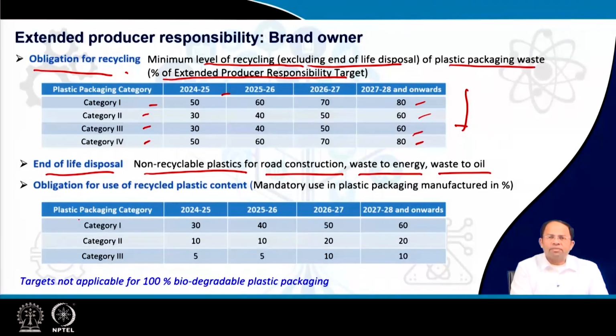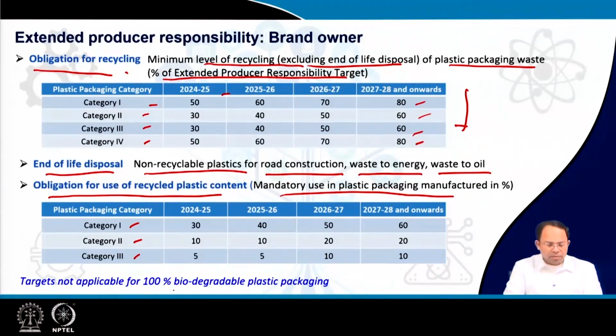Now the other set of guidelines given by the government is the mandatory use of recycled plastic in packaging manufactured, in percentage, that is the obligation for use of recycled plastic content in my own packaging. Again that is given for category 1 to 3, because the final one, biodegradable plastic, cannot be recycled in that sense, right? So these rules are given for category 1 to 3. If I go for the final year, 27-28, for category 1, 60% of material has to be mandatorily reused in my own product, 20% for category 2 and 10% for category 3.